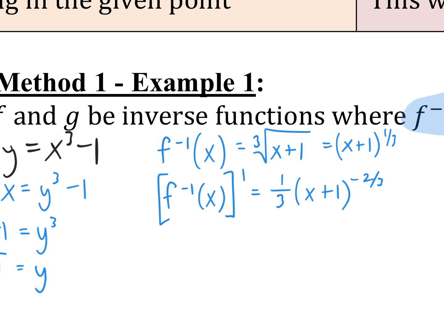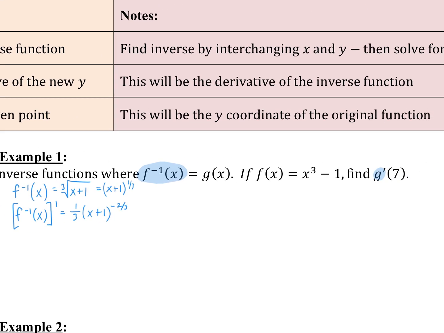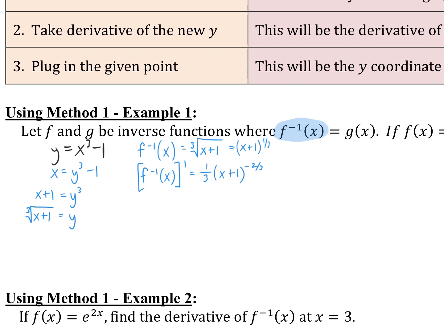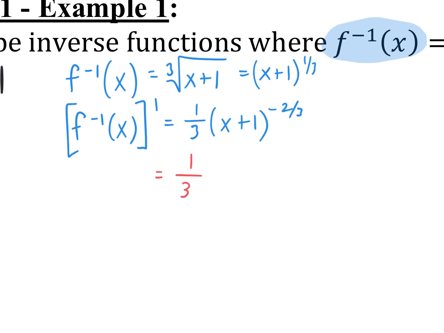Okay. Now, if there's anything other than just the x plus 1 in there, and I had like x squared plus 3x, I would also have to take the derivative of the inside. But there's just x plus 1. If I took the derivative of that, I would just get 1. Okay? So this is the derivative of my inverse. Now it's saying that we want to evaluate it at 7. Okay, so all I'm going to do is plug in 7 here. So this now becomes 1/3 times 7 plus 1 to the negative 2/3 power.